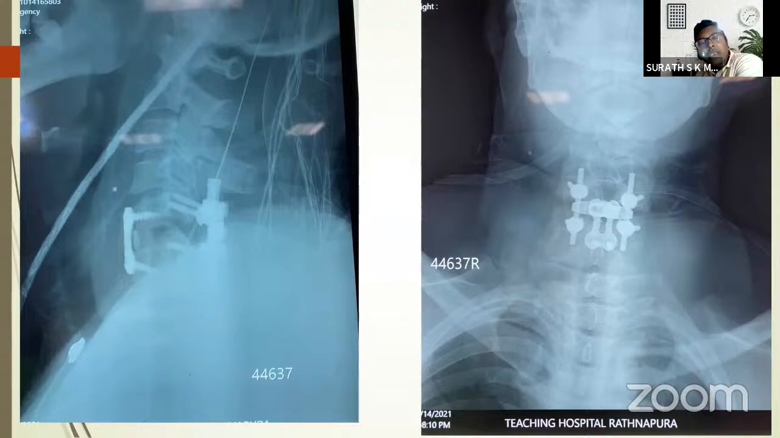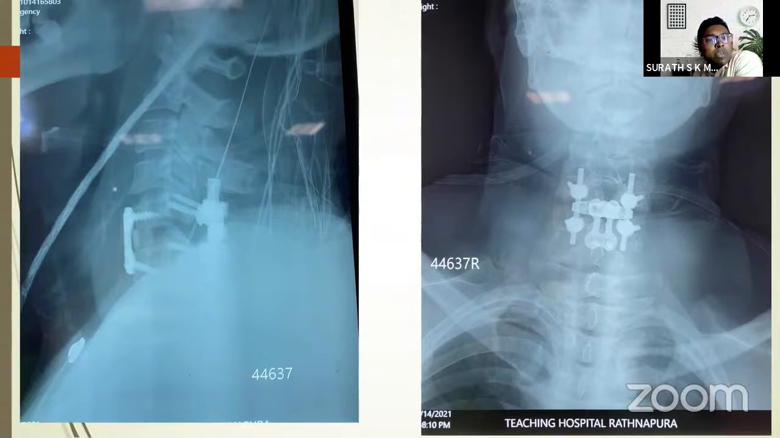And this is a big-built, 90 kilogram man, a young patient. So I decided to do 360-degree at the same setting. I had to use a fibular graft because I did not have appropriately sized ACDF cages at that time. So I had to use the fibular graft. I usually don't like to take iliac grafts.